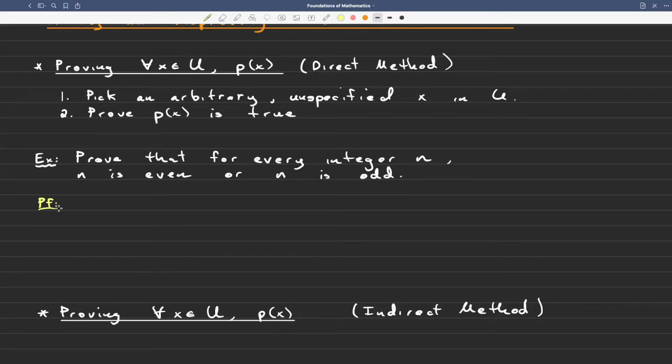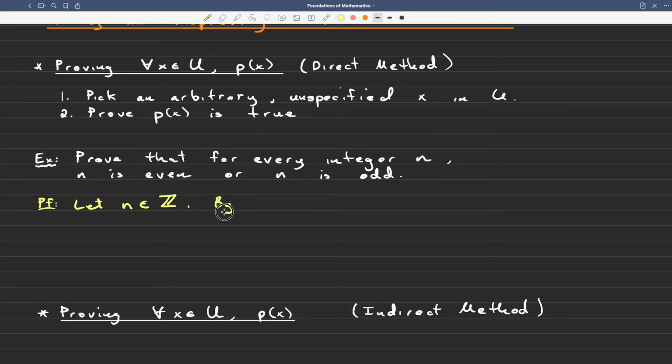Using this method that I'm outlining above, I want to start my proof with an arbitrary unspecified element in the universal set. And since we're talking about integers here, my universal set U is just the set of integers, Z. So I'm just going to start by saying let n just be an arbitrary element of the integers. Okay? And now I want to prove that this arbitrary unspecified element is either even or odd.